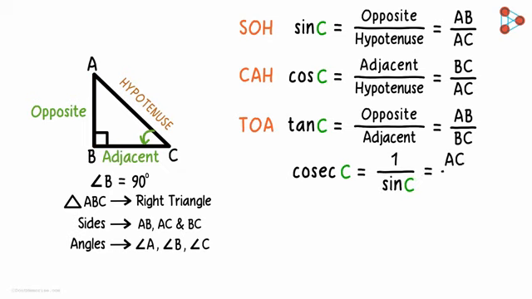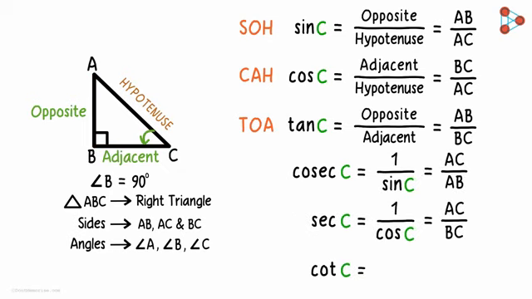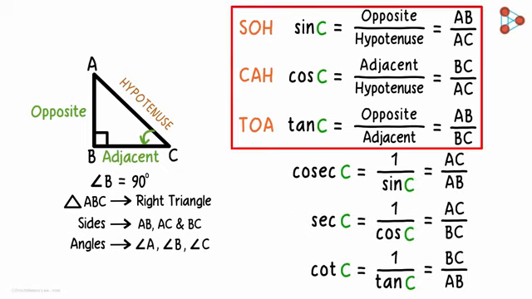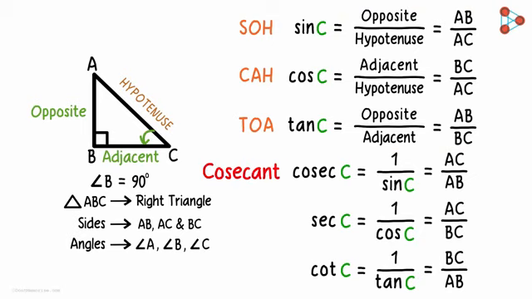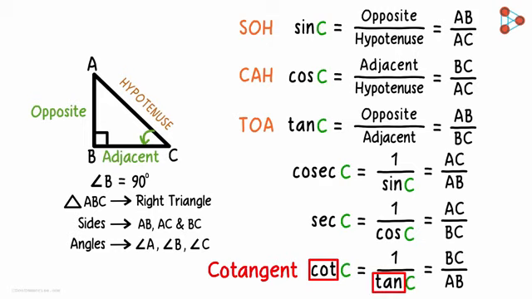The following 3 trigonometric ratios are simply the reciprocals of these ratios. Cosecant, which is written as cosec, is the reciprocal of sine. Secant, written as sec, is reciprocal of cos. And cotangent, written as cot, is reciprocal of tan.